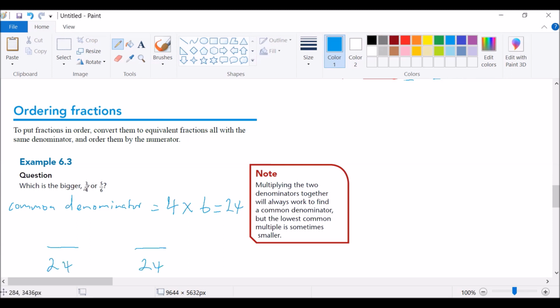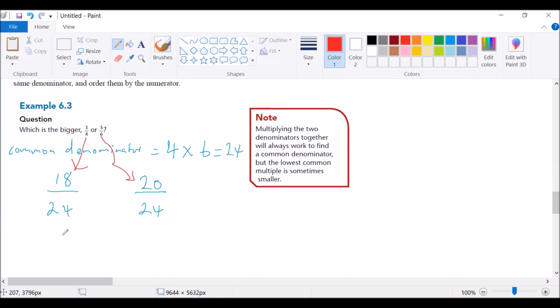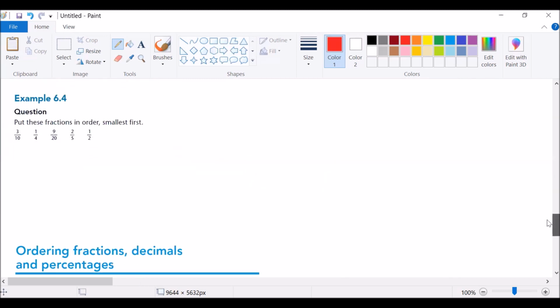Then for 3 quarters, we say 4 into 24, 6. 6 times 3, 18. For 5 over 6, we say 6 into 24, 4. 4 times 5, 20. Now we compare the numerators. This is greater than that. So it follows that 5/6 is greater than 3/4. Let's look at this question.